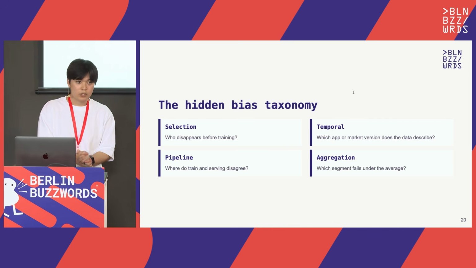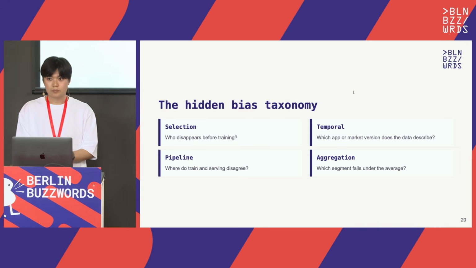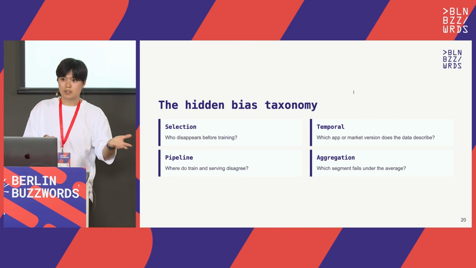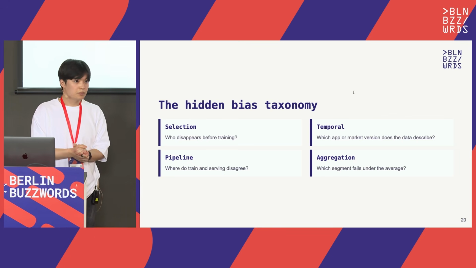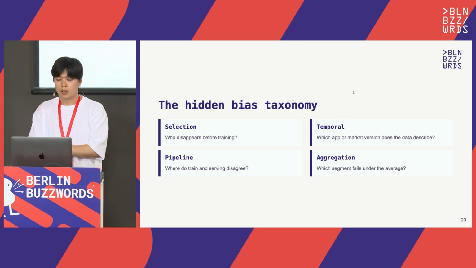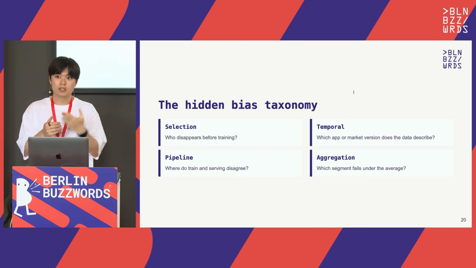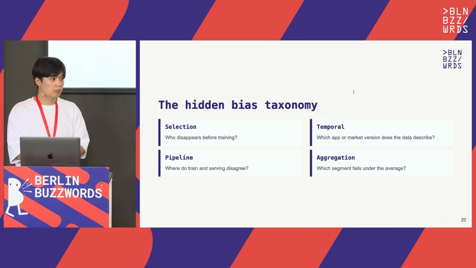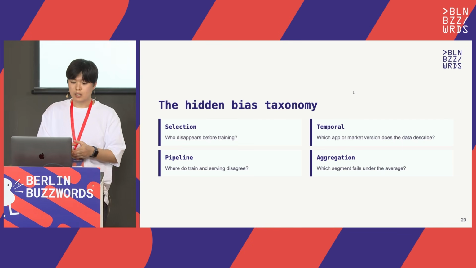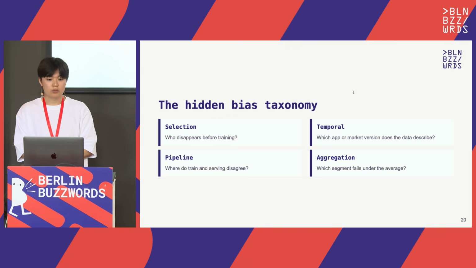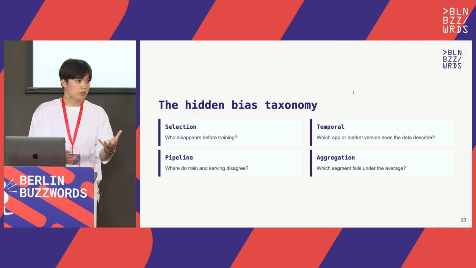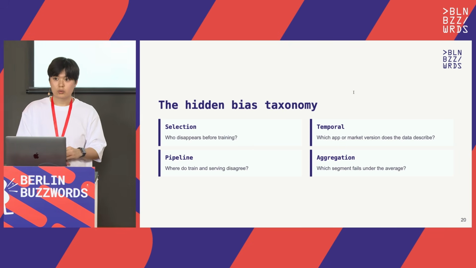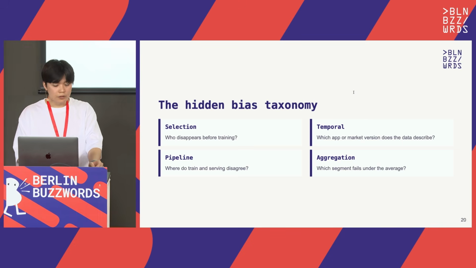So, the hidden bias taxonomy can be split into four sections. Selection bias asks who disappears before training. Temporal bias asks which state of the world of the app we have shown the model. Pipeline bias asks where training and serving disagree. And aggregation bias shows which segment fails under the average.